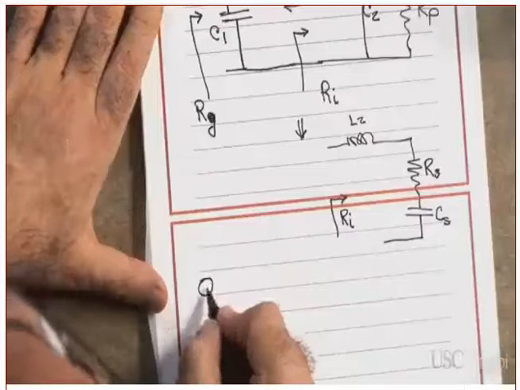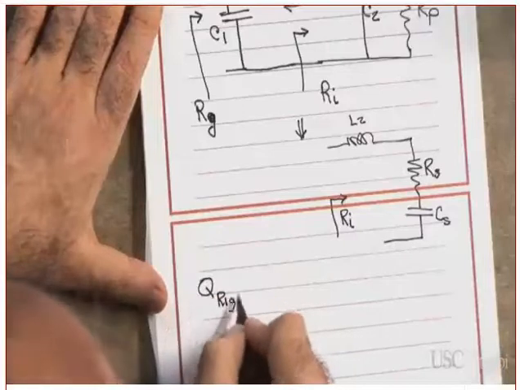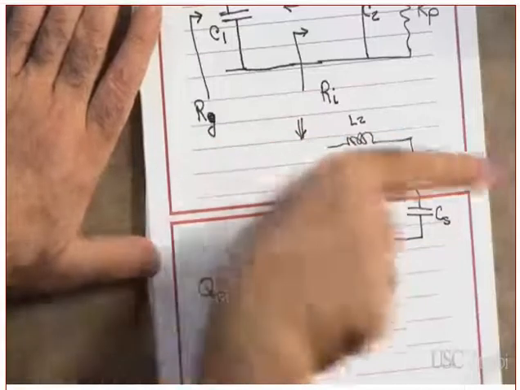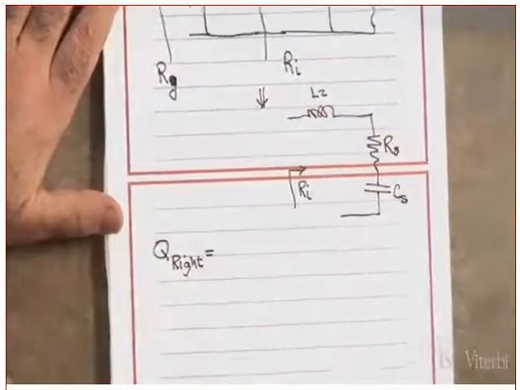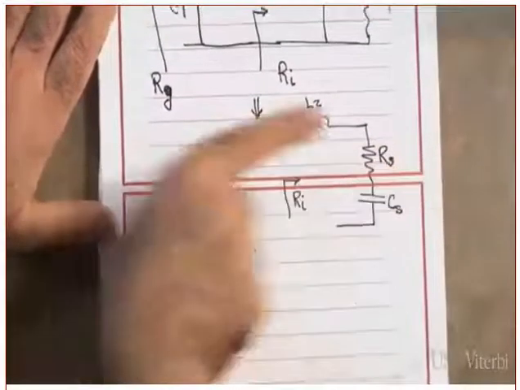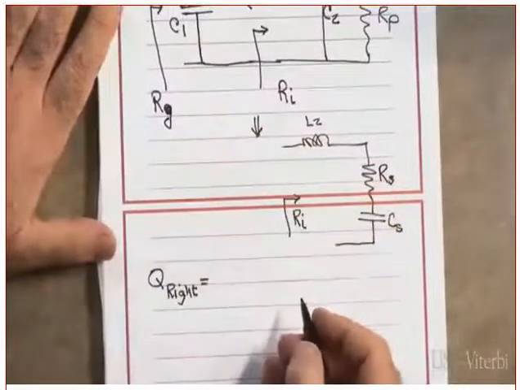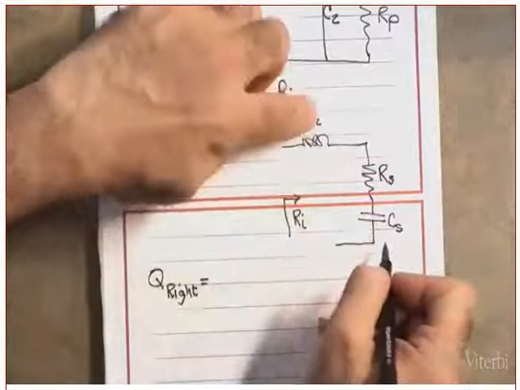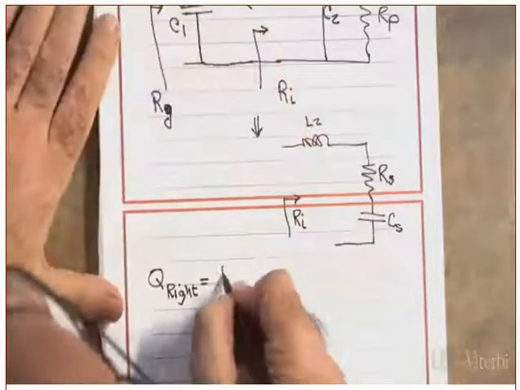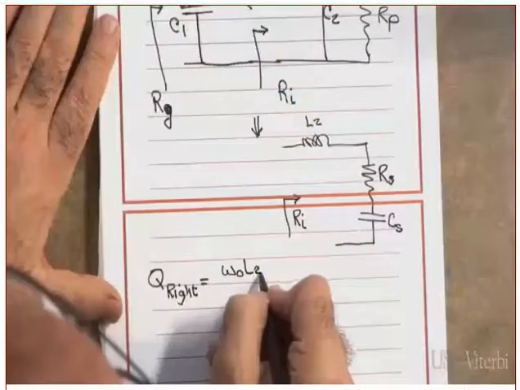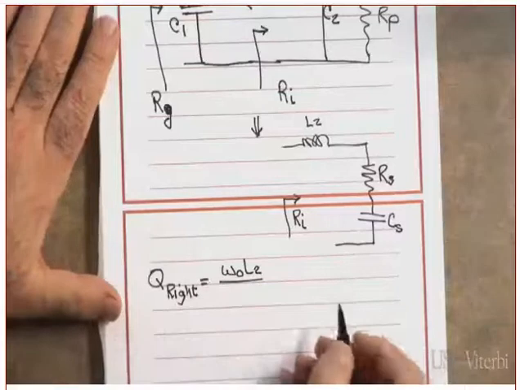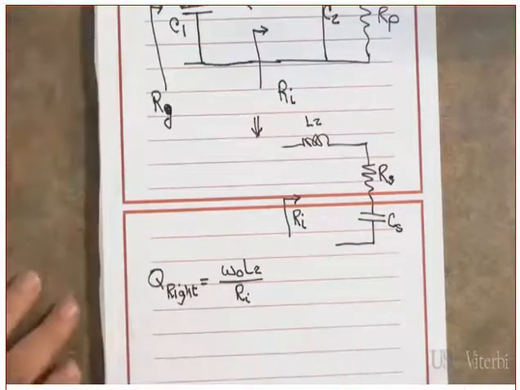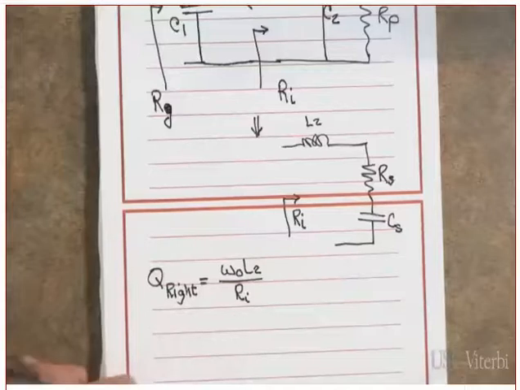What is the Q? I'm going to call it Q right. Q right means this is a right circuit. Yes or no? Right does not mean correct. It means to your right. Now, it's a series circuit. You can use either the inductor or capacitor. I'm going to use the inductor. So what is it? Omega naught L2 over R. Clear? Clear so far?